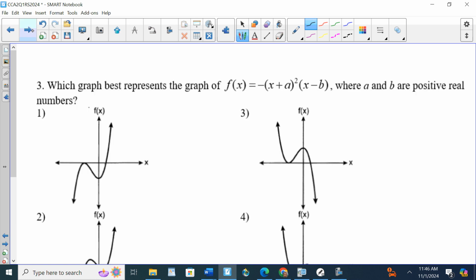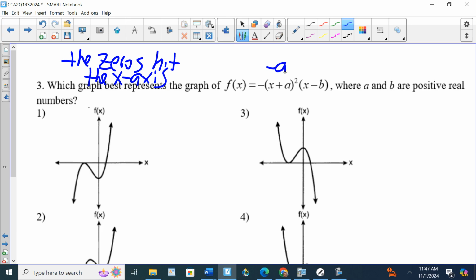Number 3. The zeros hit the x-axis. The factors don't. So, if x plus a is a factor, then negative a is a 0. And if x minus b is a factor, then positive b is a 0. Since there's a squared, this is a double root. So I'm looking for a double root in the negative territory and a positive root in the positive territory. So there's my double root in my negative territory and my positive root in my positive territory.